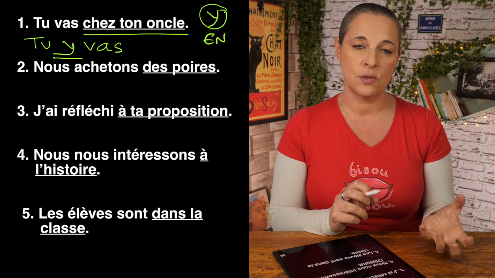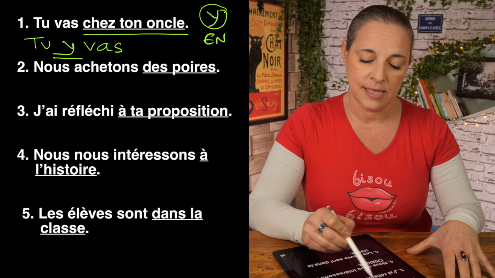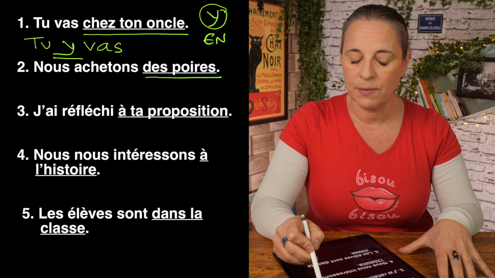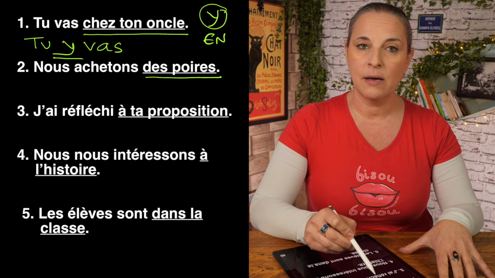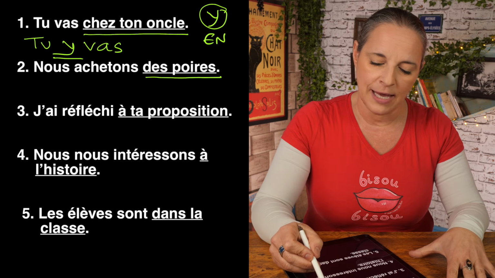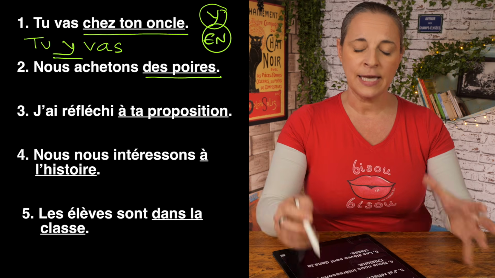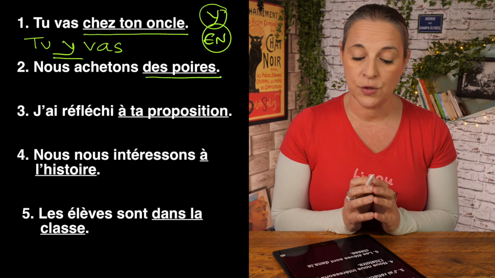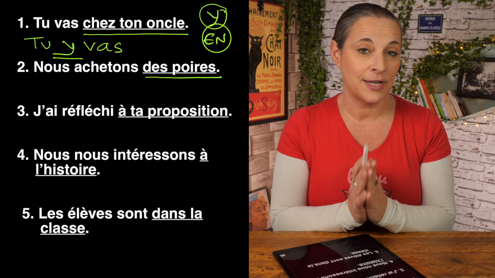Numéro 2. Nous achetons des poires. Now, what you have to understand here, des poires is what we want to replace. So we are buying pears. We are buying some, if you replace that in English. So what would it be in French? Would it be y or would it be en? If it's not referring to going somewhere, okay, it is not going to be y.